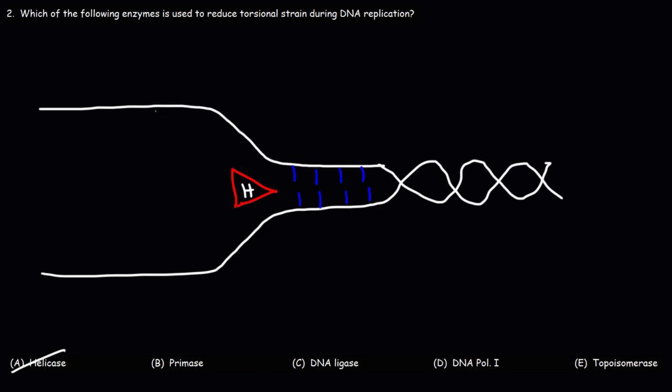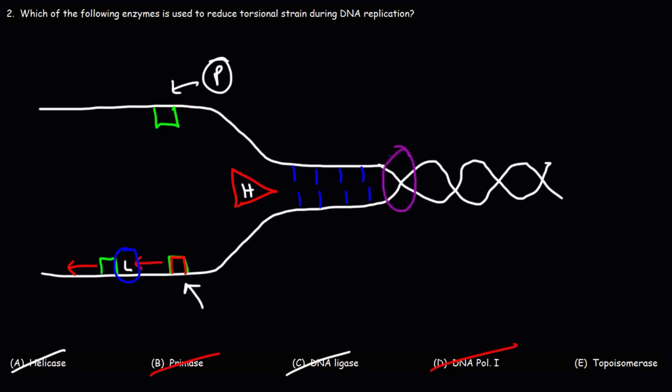Primase is the enzyme that synthesizes the RNA primer represented in green. Ligase is the enzyme that seals the nicks that are formed in between the Okazaki fragments. So ligase will be here. DNA polymerase 1 is the enzyme that removes the RNA primer and replaces it with DNA material.